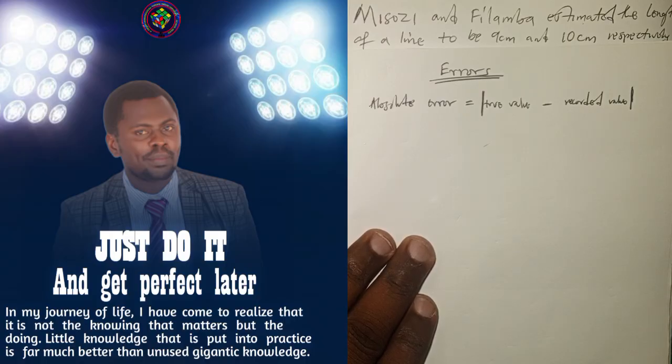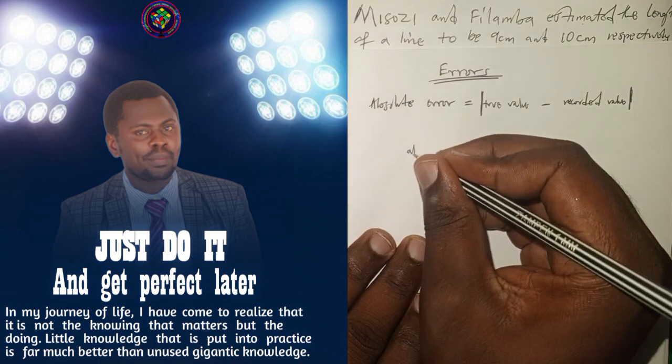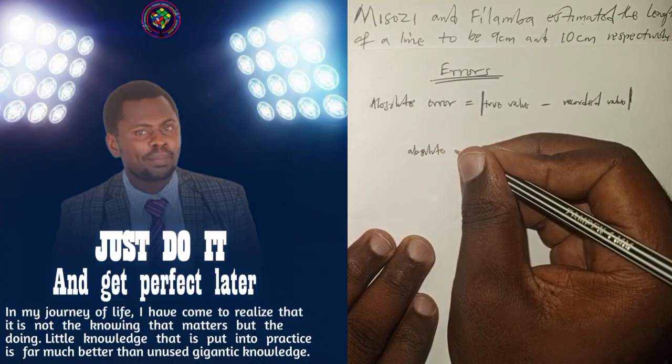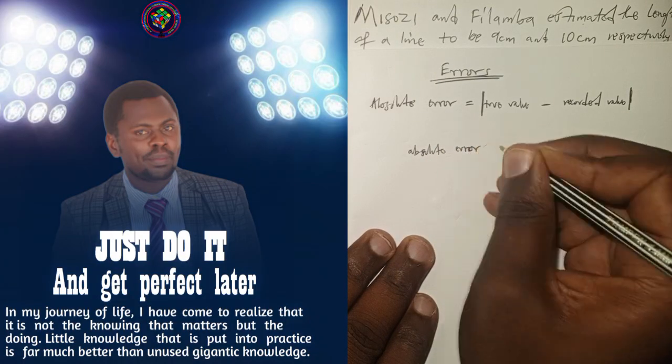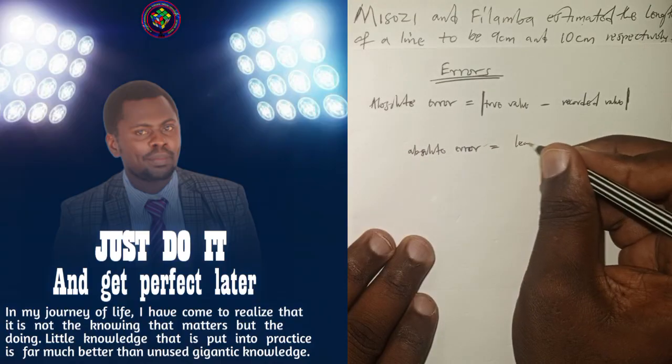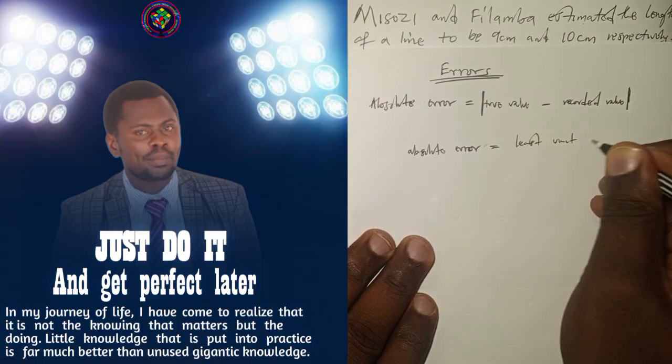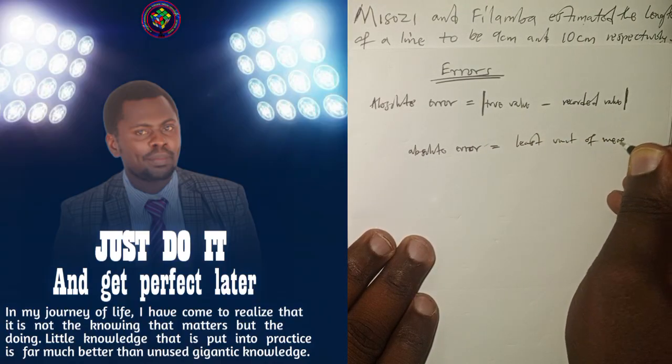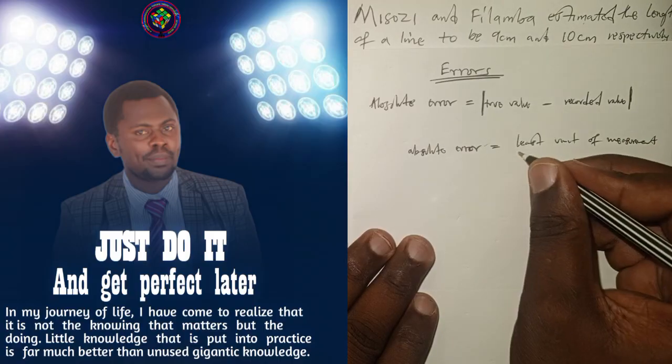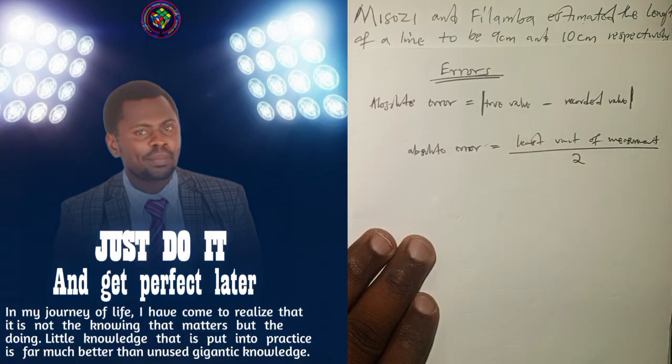Now there are cases where you have just one value, the recorded value. In this case, absolute error is equal to the least unit of measurement divided by 2. If the measured value is a whole number, then the least unit of measurement should be 1.